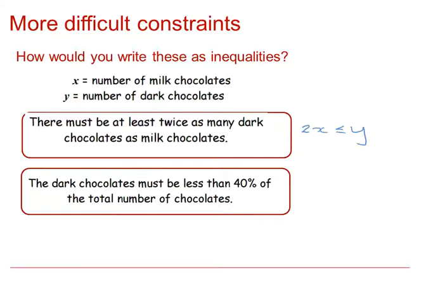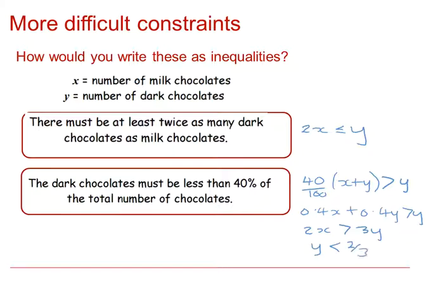If the dark chocolates must be less than 40% of the total number of chocolates, what we are saying is that 40 over 100 of x plus y, which is the total number, must be greater than y. So, y being the number of dark chocolates must be less than 40% of the total x plus y. If you rearrange that, and we can use some decimals to do this, we can just say 0.4x plus 0.4y has got to be greater than y, and that boils down with some multiplication to tidy up the numbers to 2x needs to be greater than 3y, or in other words, y is less than 2/3 of x.